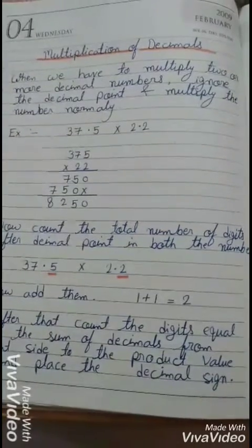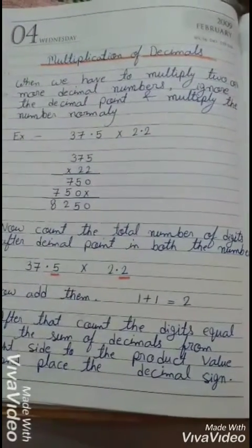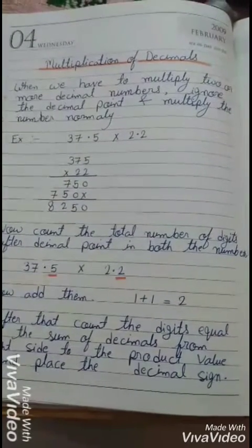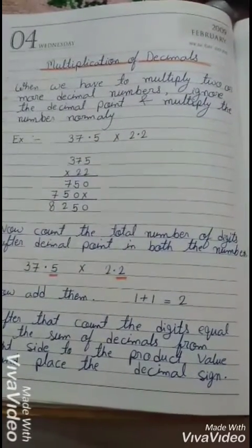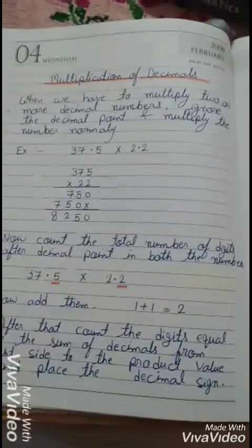Good morning, students. Today's topic is multiplication of decimals. When we have to multiply two or more decimal numbers, first of all ignore the decimal point and multiply the numbers normally. Let's take an example.